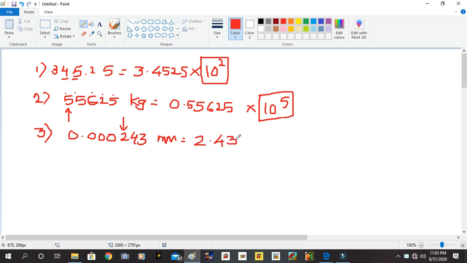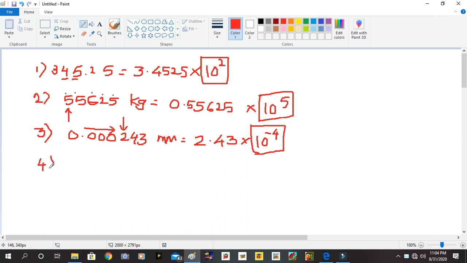But now you see, after the decimal point, I have shifted towards the right side by 1, 2, 3 and 4 places. So it should be like 10 to the power minus 4. When you shift towards the left, it should be positive. These rules you should follow properly.